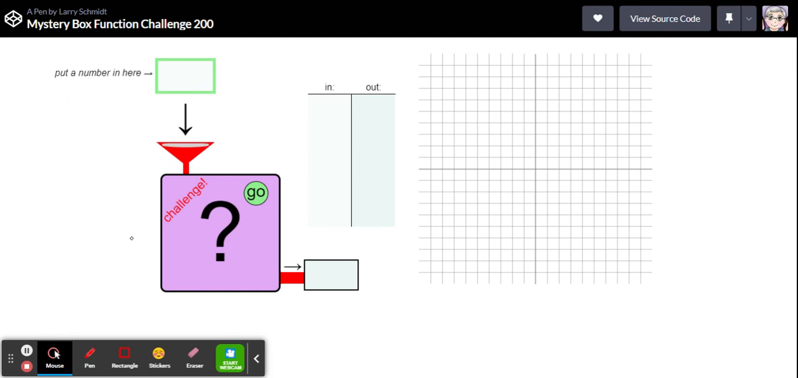In the purple box, there is some mystery math, and your challenge is to figure out what it is. Because today is Friday, that math is going to be particularly challenging. You can try this out, use the link in the description, and when you think you've got an idea, come on back and see if we get the same thing.